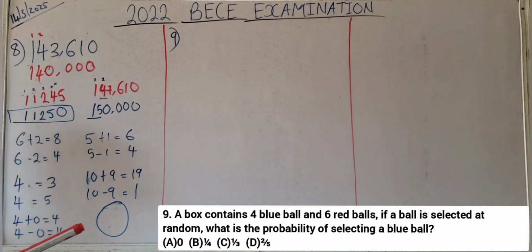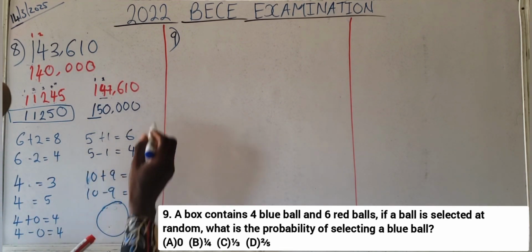We have a box that contains 4 blue balls. Listen to the question. A box contains 4 blue balls and 6 red balls. If a ball is selected at random, what is the probability of selecting a blue ball? Now listen. A box contains 4 blue balls.